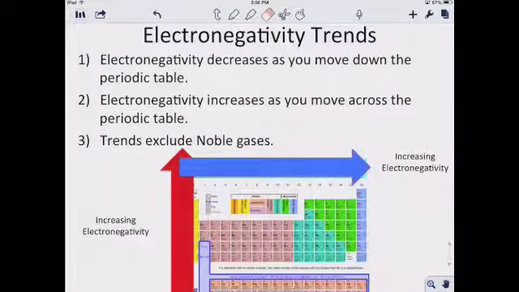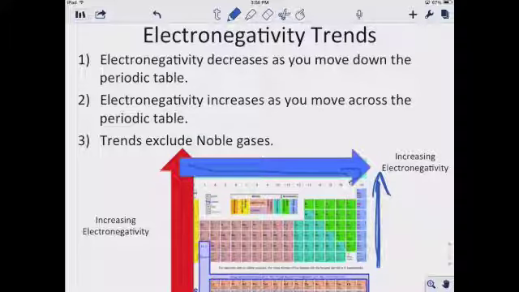So when we're looking at the electronegativity trend, we see that it decreases as you move down the periodic table. So it decreases this way, so obviously it increases going up, and it increases as you move across the periodic table. So it increases this way. And it excludes the noble gases. So the electronegativity is going to increase towards fluorine. And why is this important? Well, it's important in covalent bonds because it depends on who kind of hogs the electrons.